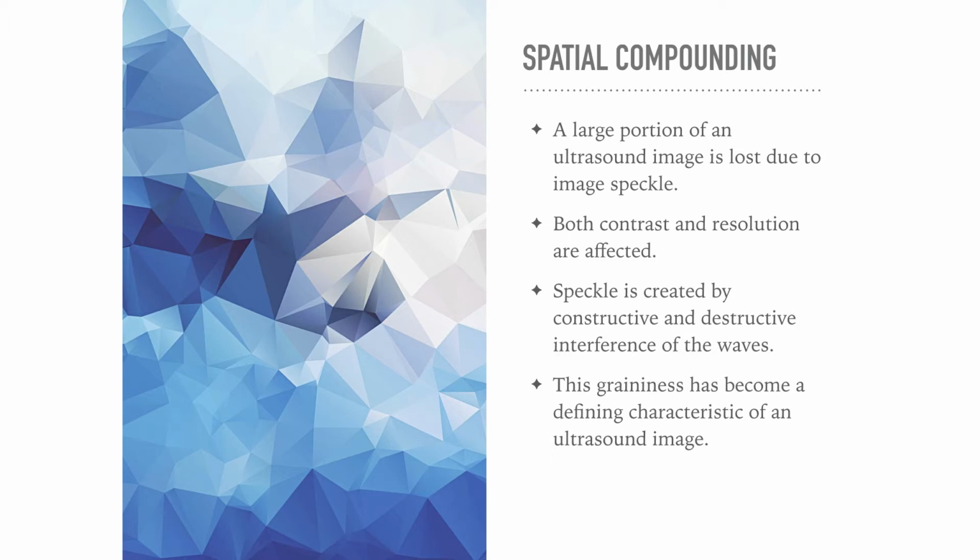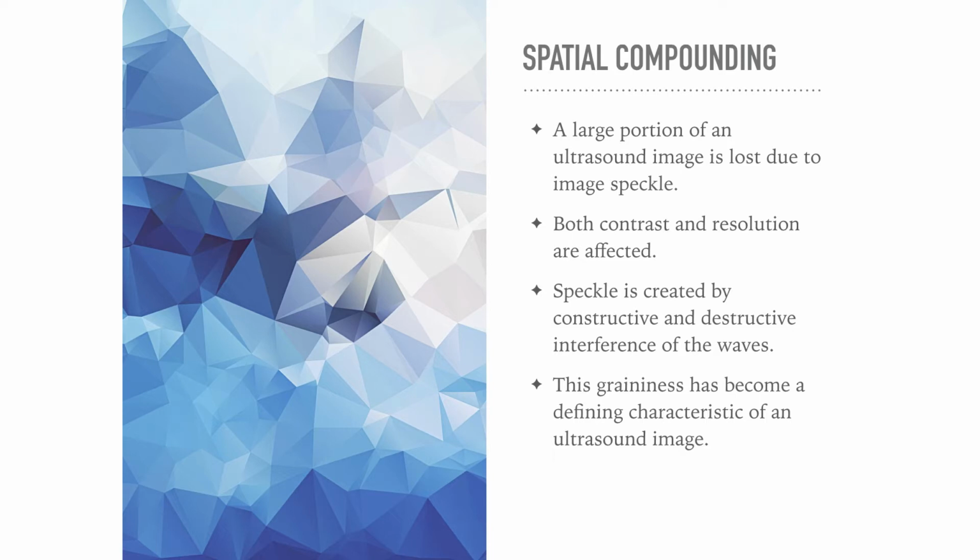Our contrast is affected because rather than having sharp borders, we have multiple levels of gray speckle throughout that kind of muddy the borders of organs, of masses, of vessels, especially cysts, able to resolve certain things. A lot of what we talk about when we talk about this speckle is something that's created by constructive and destructive interference of waves, and we'll actually talk about that here in a second.